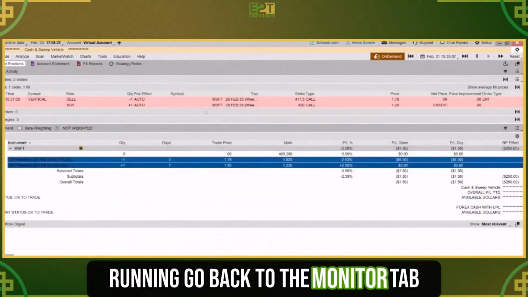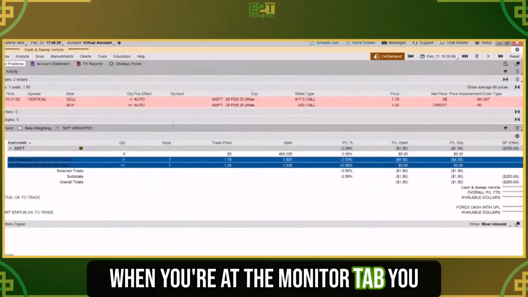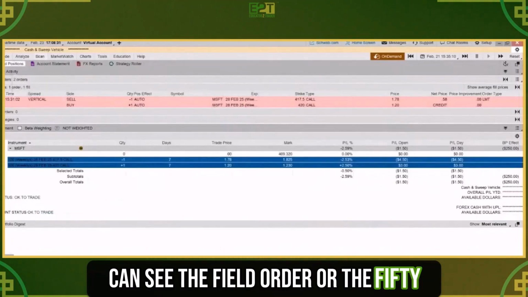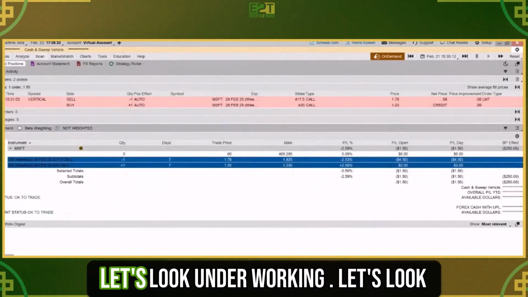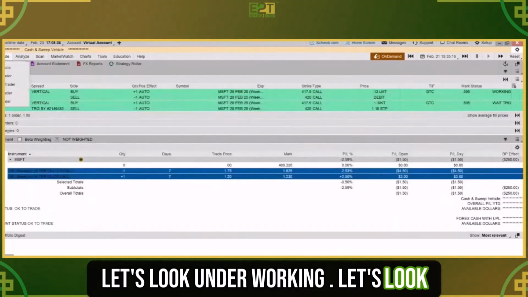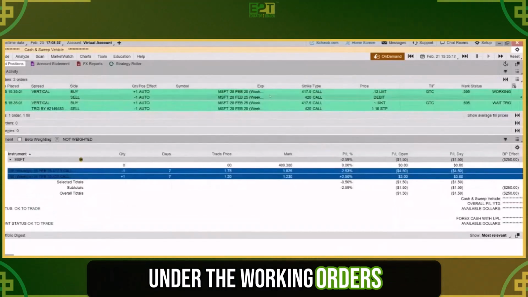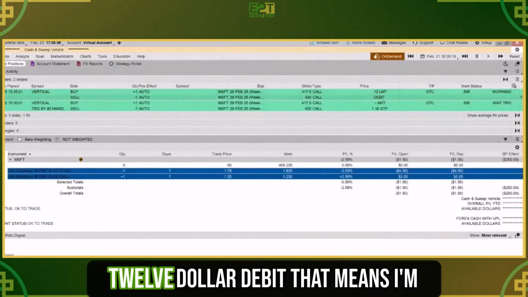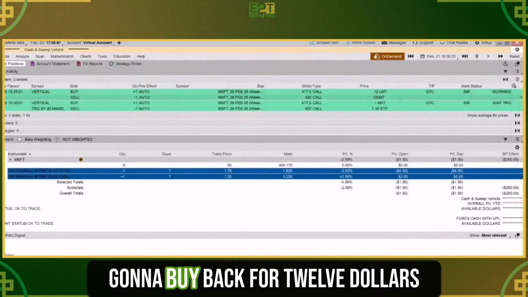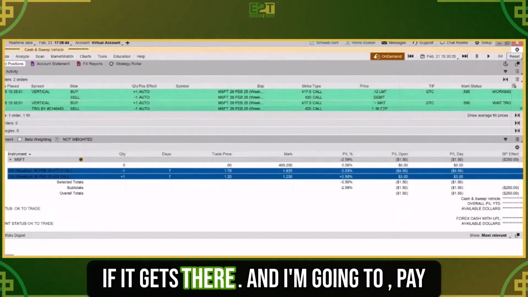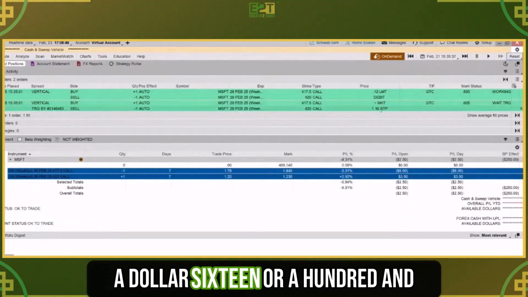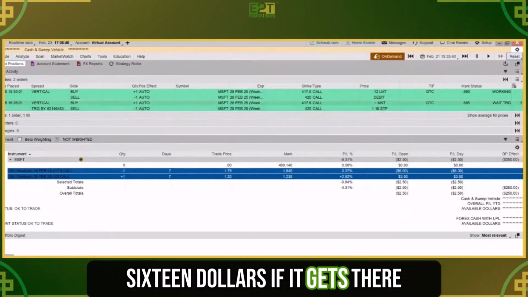You can check to make sure that it is running. Go back to the monitor tab. At the monitor tab, you can see the filled order of the $58 is what I took in earlier, but let's look under the working orders. Under working orders, you'll see the $12 debit. That means I'm going to buy back for $12 if it gets there. And I'm going to pay $1.16 or $116 if it gets there, right?